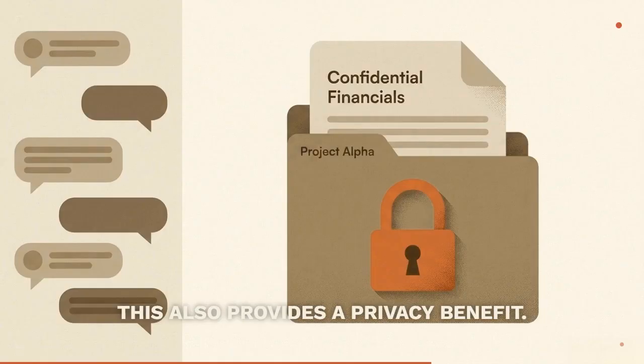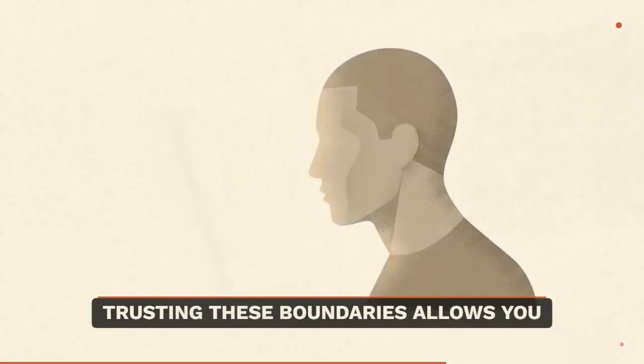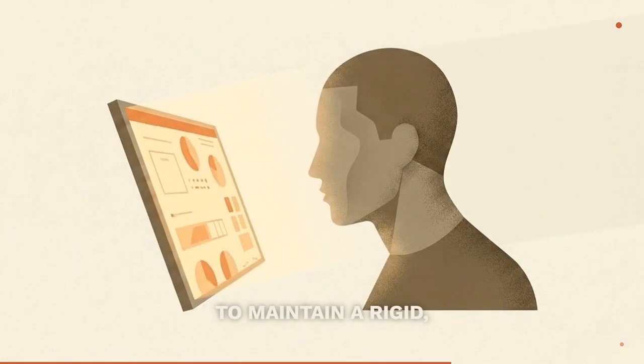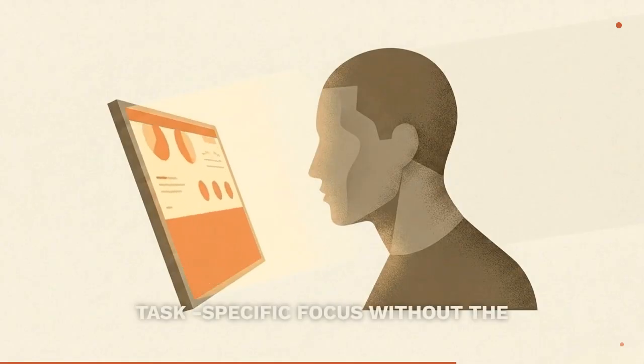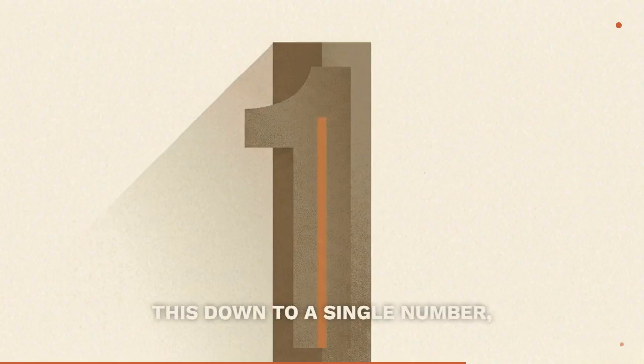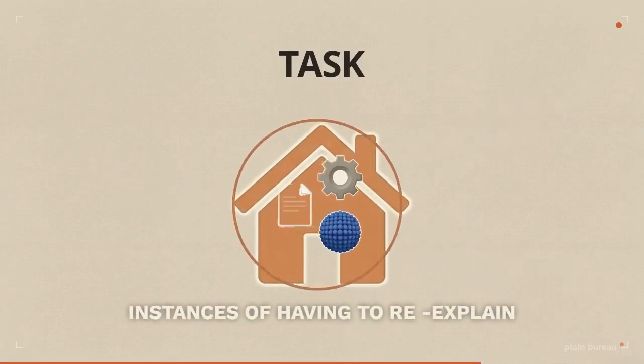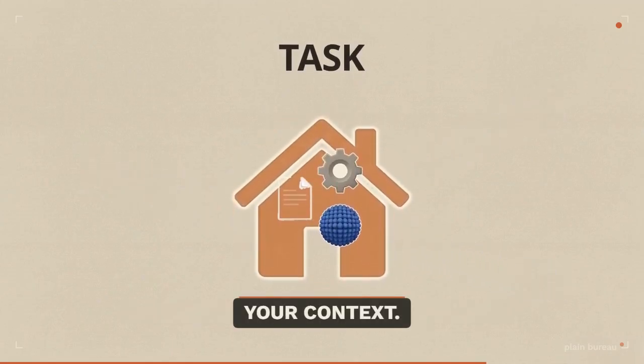This also provides a privacy benefit. Sensitive material remains contained within its specific project silo. Trusting these boundaries allows you to maintain a rigid, task-specific focus without the clutter of a bloated chat history. We can distill this down to a single number: 1. Using 1 unified home per task results in 0 instances of having to re-explain your context.